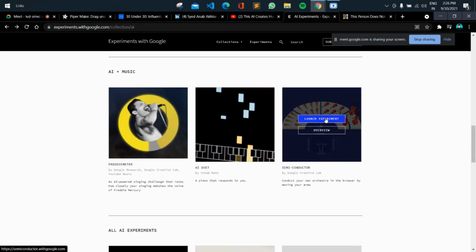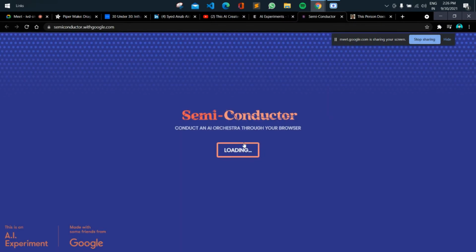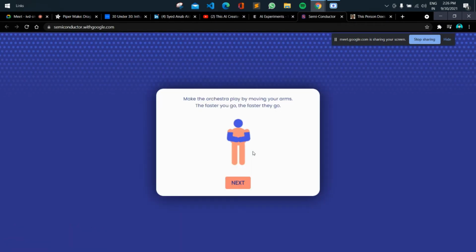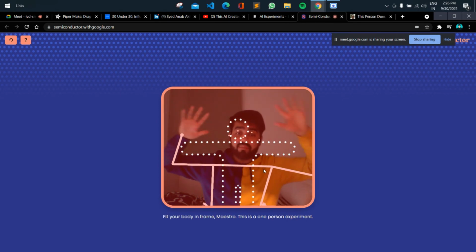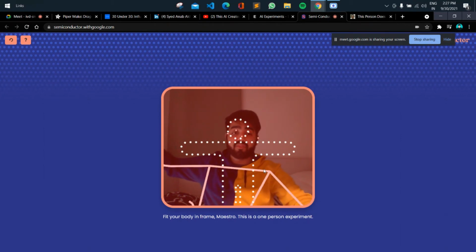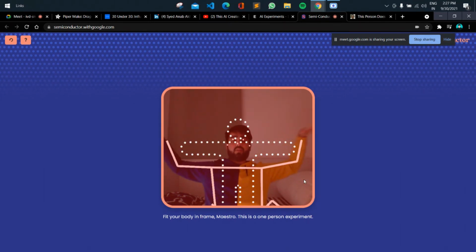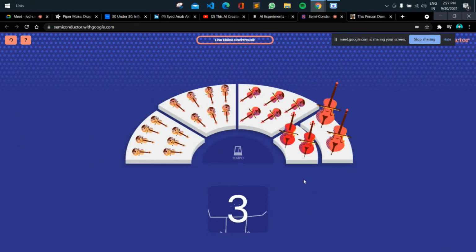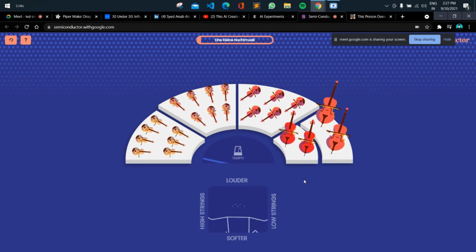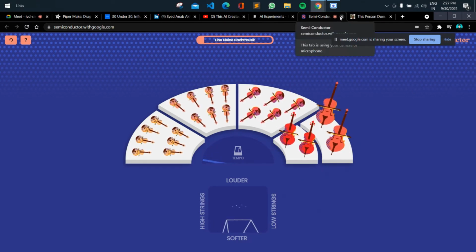It's called Semiconductor. The concept of this project was to create an orchestra which you can control through gestures. You just have to stand in front of it, and it mimics your entire body movement. I cannot stand right now and demonstrate, but if you do it at home, you can control the entire orchestra. You can wave your hands and move, and the ideas and tasks are written over there. It's pretty cool. You guys should definitely check it out.